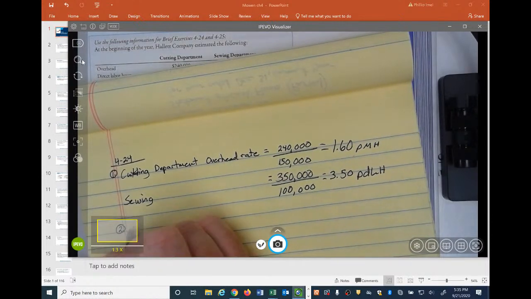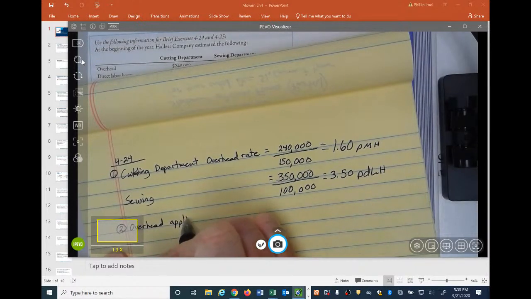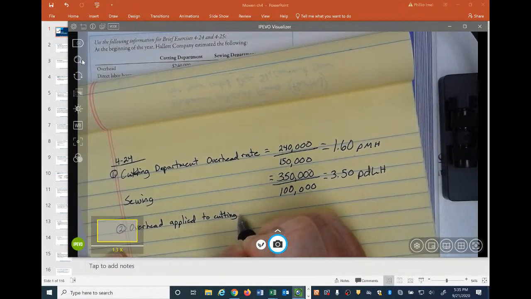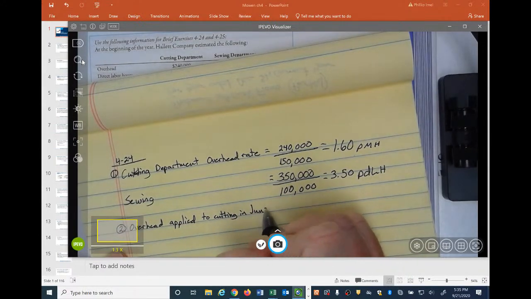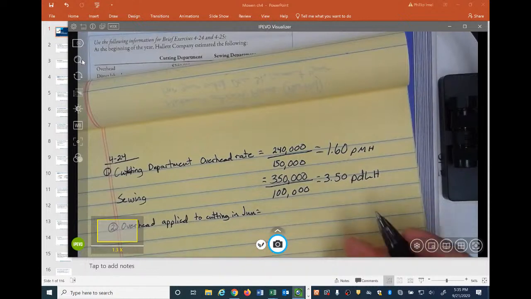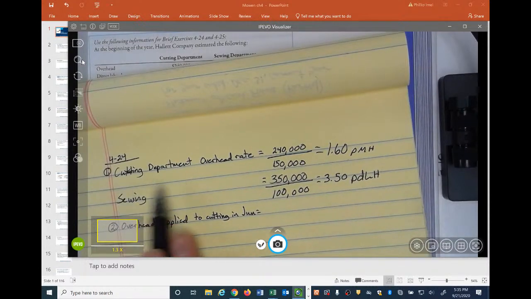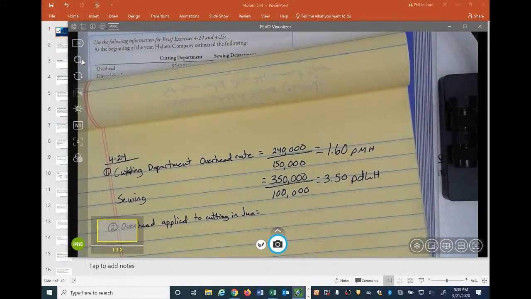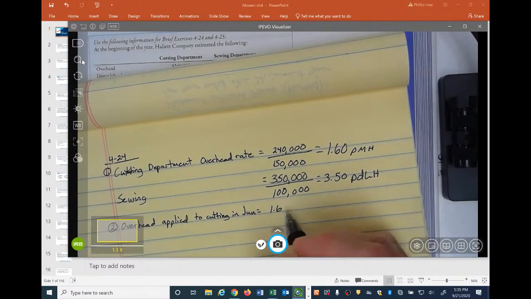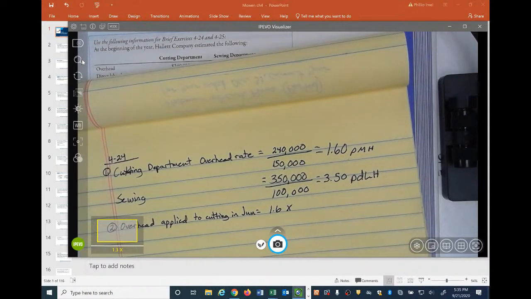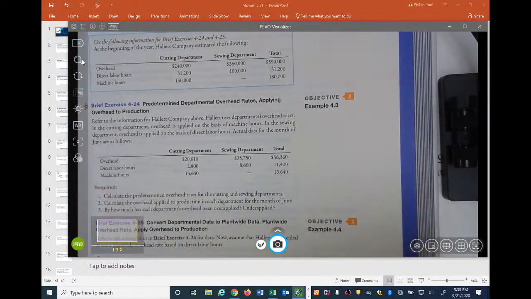So let's say overhead applied to cutting in June. Okay, so we know we've got the rate, right? So the cutting department is what we're talking about. The rate was 1.6. So we'll take the 1.6 and multiply it. But what are we going to multiply as far as this is concerned? Remember, now we want to apply it to the actual data, because this is the actual data for the month of June, right through here, and we're concerned with the cutting department.